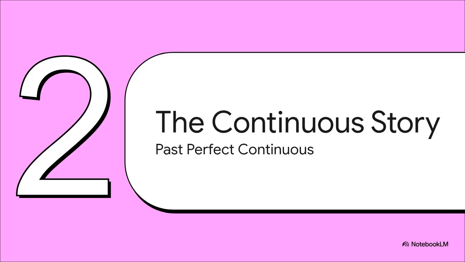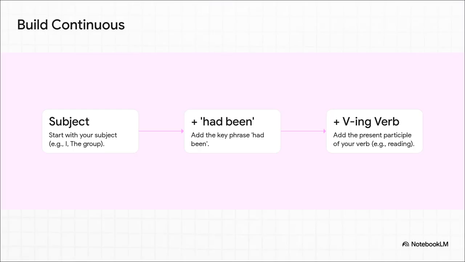Now for our second tool. If the past perfect is a single snapshot, then the past perfect continuous, well, that's the video footage. It's the whole ongoing story leading up to that moment. With this one, we don't care about completion. We care about duration. And putting this one together is just as easy. You start with your subject, you add the key phrase had been, and you finish it off with the ing form of your verb, like reading or researching. Again, super consistent, super easy to remember.